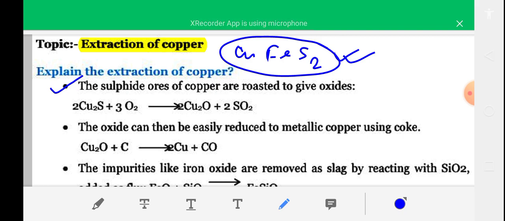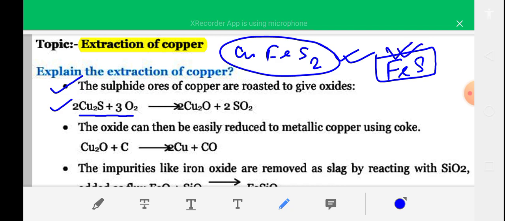Okay, so the sulfide ores of copper are roasted to give oxide. Roasting means heating of the concentrated ore in presence of excess air. Copper pyrites consists of copper sulfide Cu2S, and as an impurity FeS, ferrous sulfide, is present in copper pyrites ore.